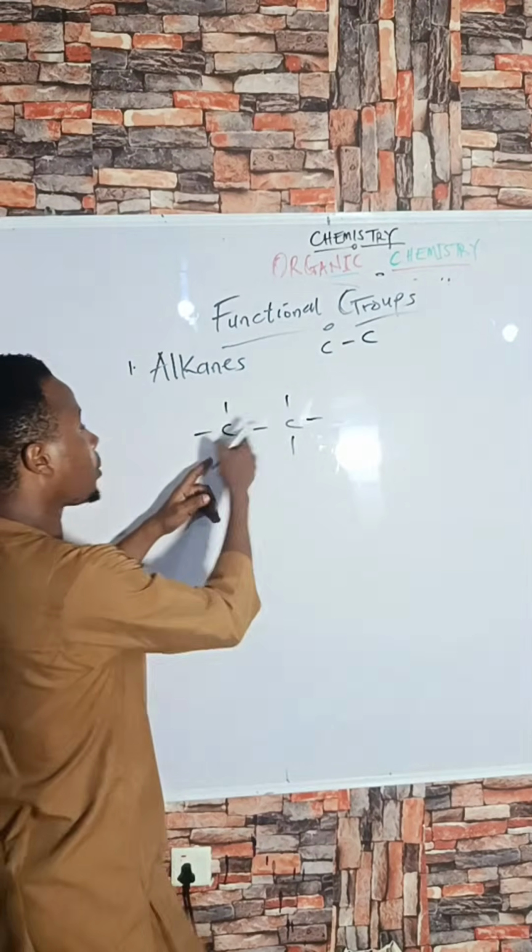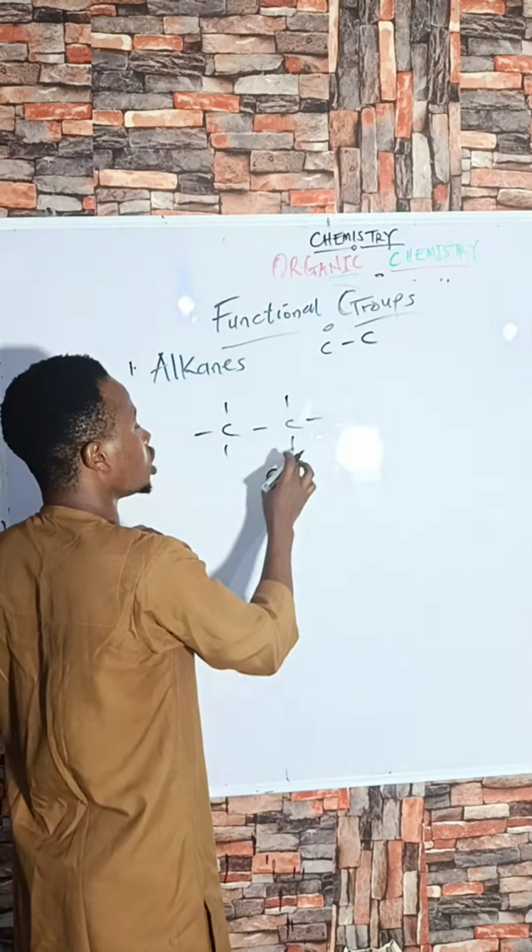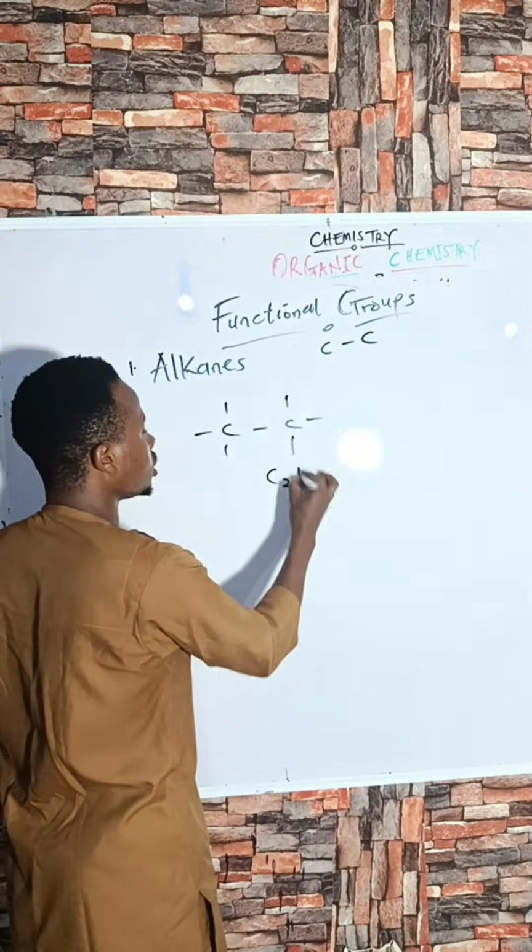What will be the formula? How many carbon? 2 carbon. C2. How many hydrogen? 1, 2, 3, 4, 5, 6.